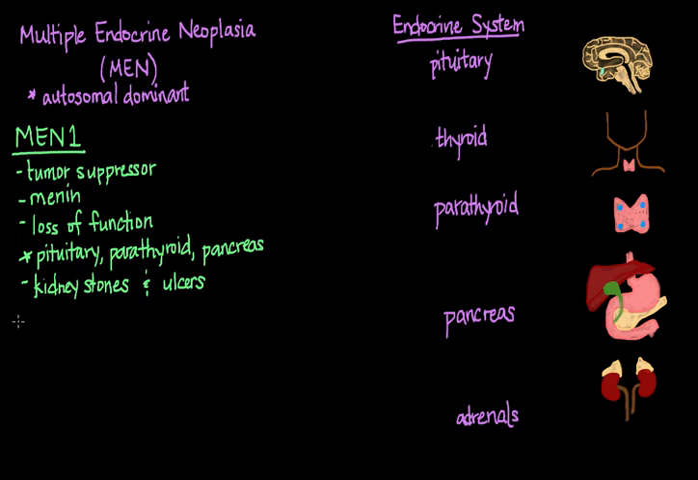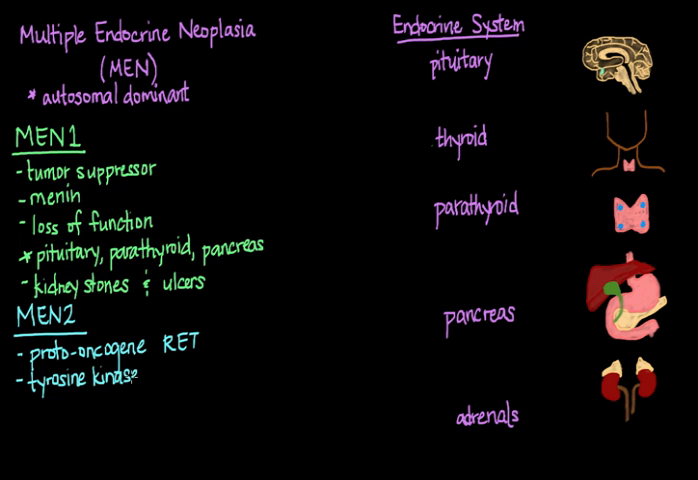Now let's move on to MEN2. So MEN2 is caused by a mutation in a proto-oncogene as opposed to a tumor suppressor called RET. And this codes for a receptor tyrosine kinase that plays a role in signal transduction. So unlike MEN1, which is a loss of function mutation, MEN2 is an example of a gain of function mutation, which results in a constitutive or continual activation of a gene and leads to uncontrolled cell division. And let's give ourselves a little bit more room here since we're running out at the bottom.